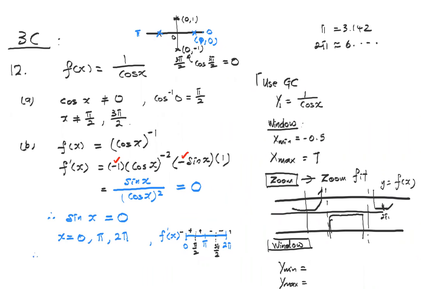So therefore, when x equal to 0, pi, and 2 pi, your f(x) will be equal to 1, -1, and 1. So therefore, I have this point (0, 1), and (2 pi, 0)... local minimum. And pi, -1, because cos pi is -1. So 1 divided by -1, you got -1.